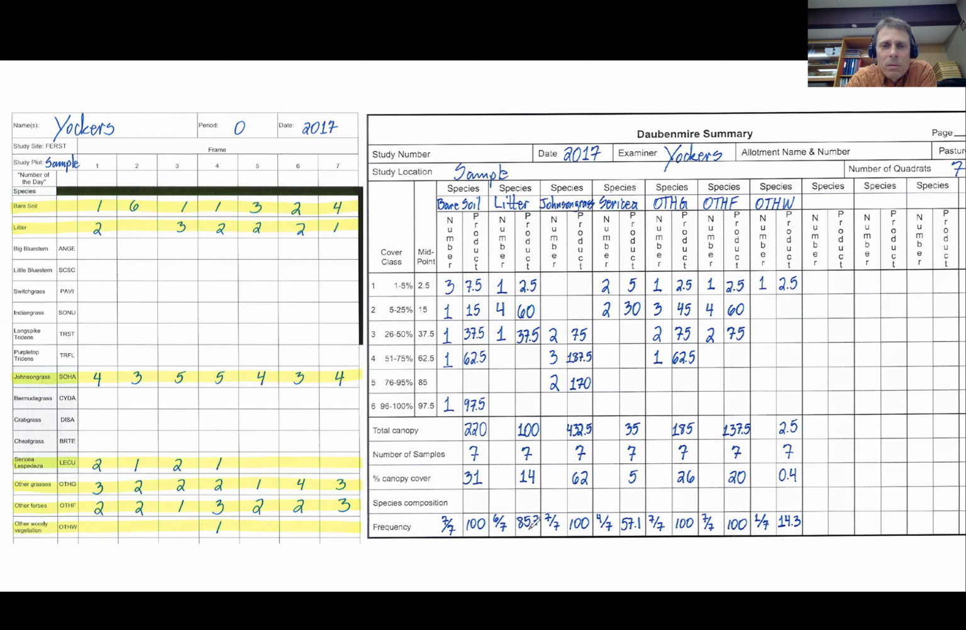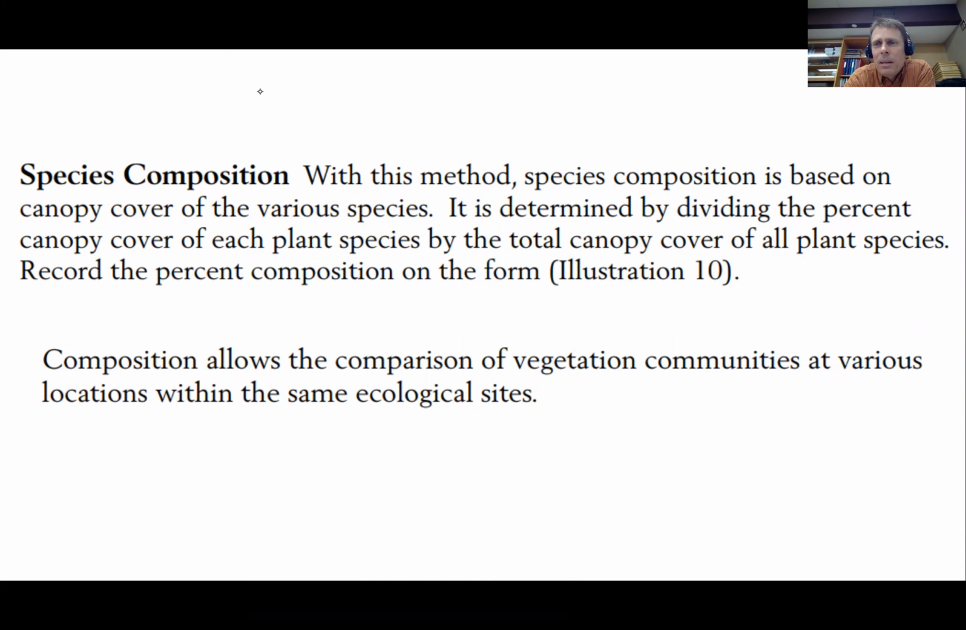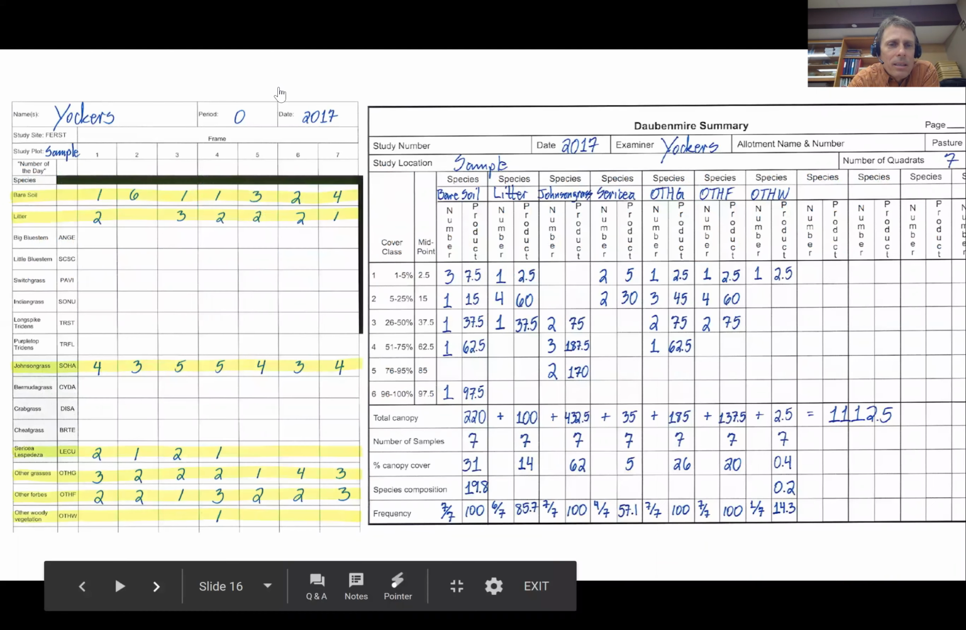Okay, so let's move on to our next and last calculation here, which is the species composition. For species composition, you're taking the total canopy cover and dividing that by the total amount of canopy that we had for all of the species that are present. Then we put down our percentages. This just allows us to compare the vegetation communities at various locations within the same ecological sites. So now we can start making some comparisons between some of our plots using this species composition. Let's take a look at an example.